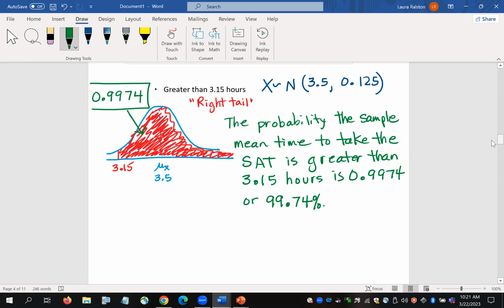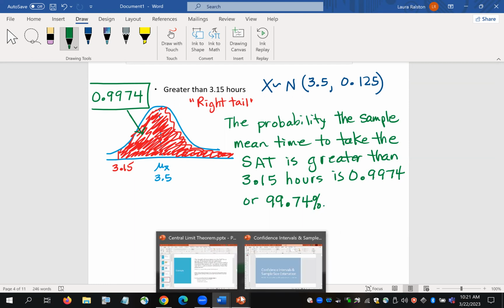Now, do you have questions related to what we're doing? Do you have questions about the central limit theorem or questions about the normal distribution before we move on? No question. Okay, thank you, ma'am.